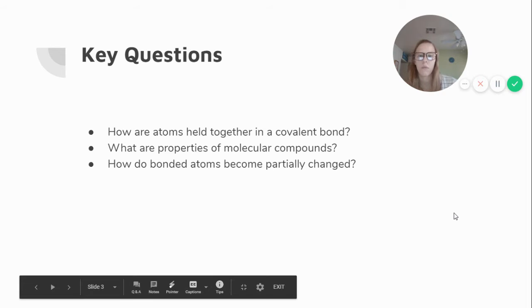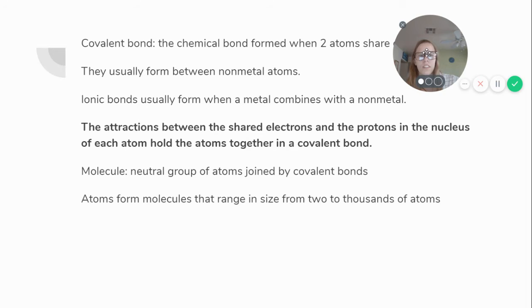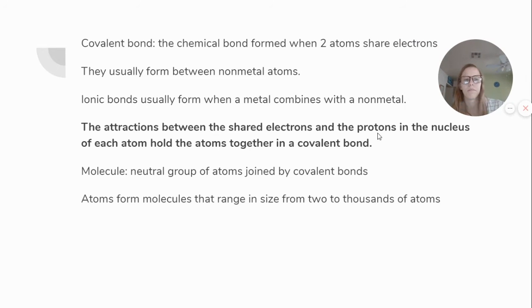So our questions for today's lesson: how are atoms held together in a covalent bond? What are properties of molecular compounds? I don't know why I always struggle with that word. And then, how do bonded atoms become partially charged? So let me move my bubble over a little more.